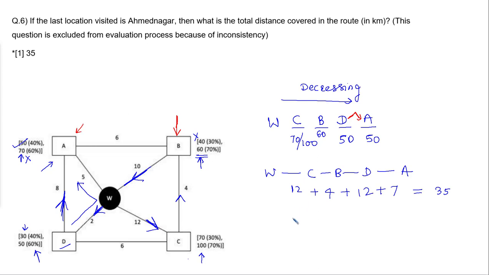So ideally supplier should travel from warehouse to C to B to A, then D. But the question says that the last location visited is Ahmednagar. We cannot follow this route. So this route is valid, but this route does not satisfy the condition given in the paragraph. That is why this question is excluded. This question is not included in the evaluation process. Now let's go to the next question.